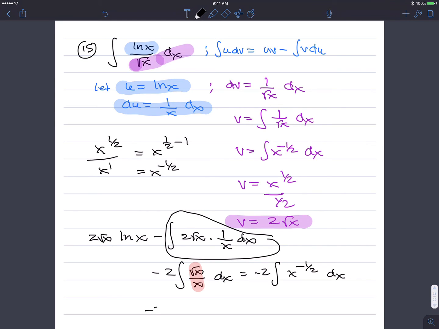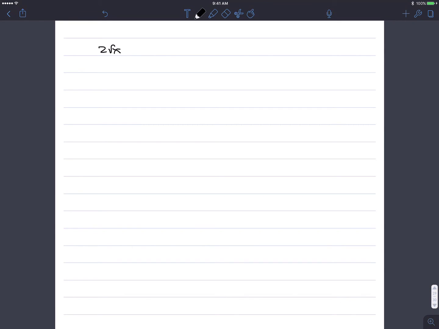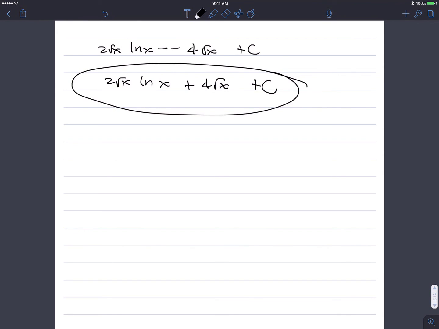So we'll end up with -2 x to the 1/2 times 2, which is -4 square root of x. This is the particular integral we're looking for. So altogether, we have 2 square root of x natural log x minus -4 square root of x plus c. 2 square root of x natural log x plus 4 square root of x plus c. And we're done.